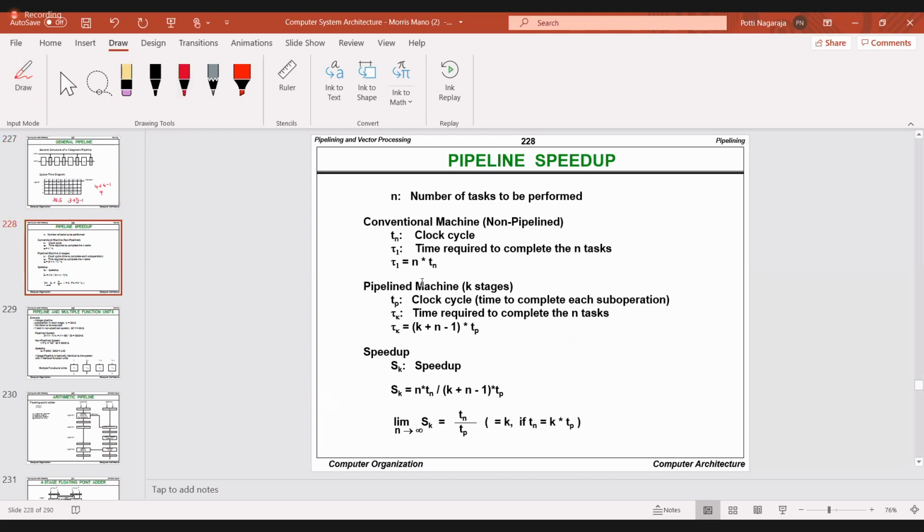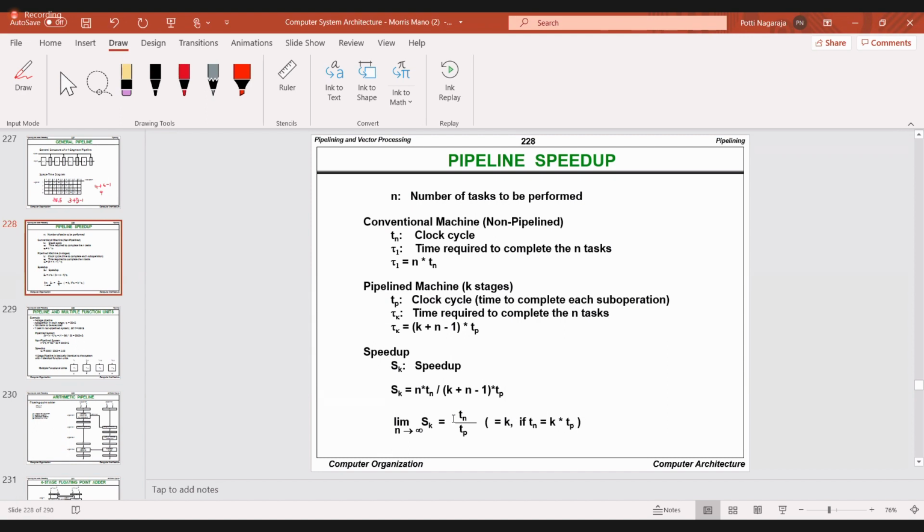Remember, n Tn is the non-pipeline, whereas the pipeline is k plus n minus 1 into Tp. The speed up ratio from non-pipeline to pipeline is n Tn divided by this. If n tends to infinity, automatically k minus 1 is negligible, so n cancels and the answer is Tn by Tp. But what is the value of Tn? Tn is nothing but k into Tp.